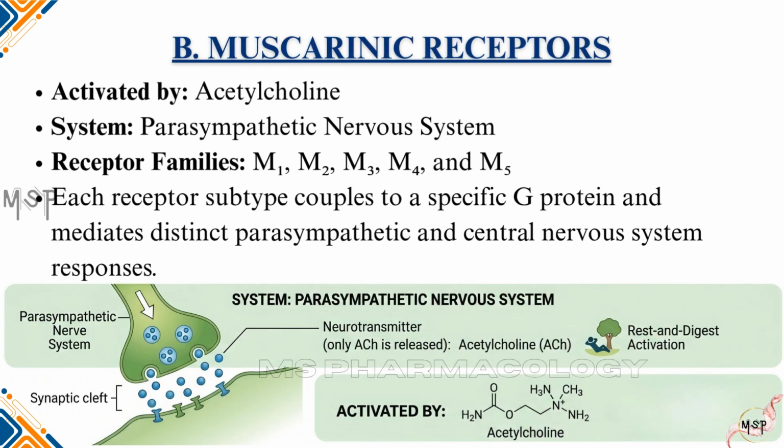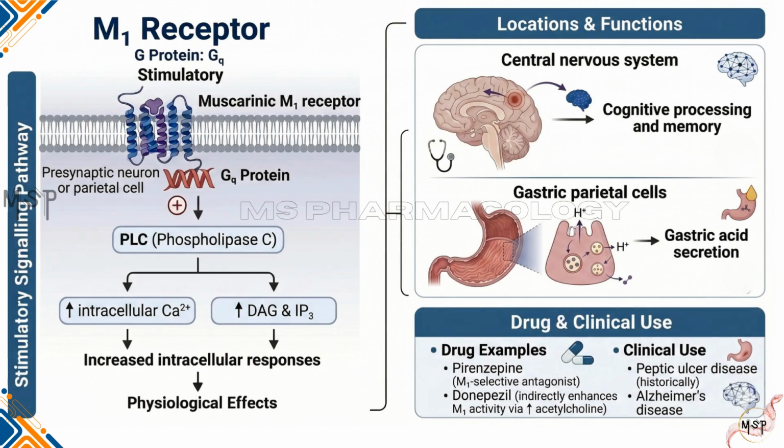Let us now turn our attention to the muscarinic receptors, another important family of G-protein-coupled receptors. These receptors are activated by acetylcholine and mediate many of the physiological effects of the parasympathetic nervous system, often summarized as the rest and digest responses. They are classified into 5 subtypes, M1 through M5. Through different signaling pathways, muscarinic receptors regulate a wide range of functions, including cognition, cardiac activity, smooth muscle contraction, and glandular secretion.